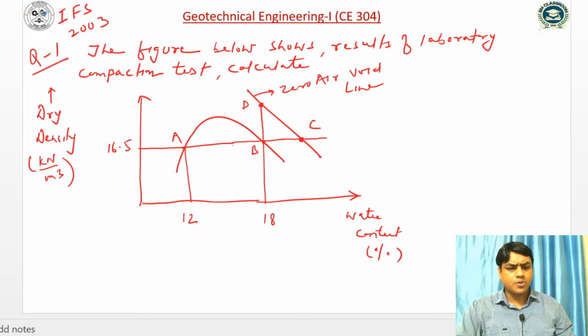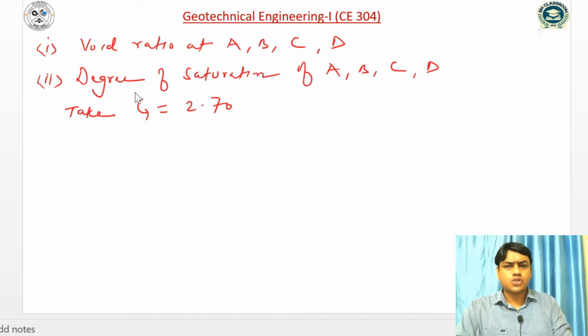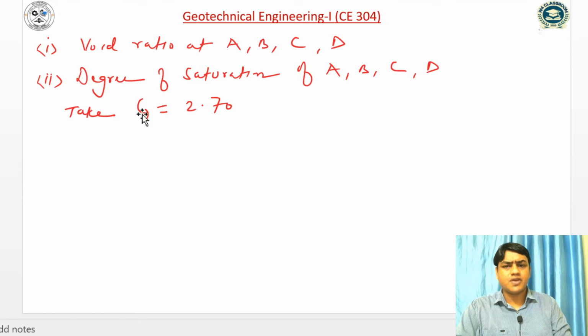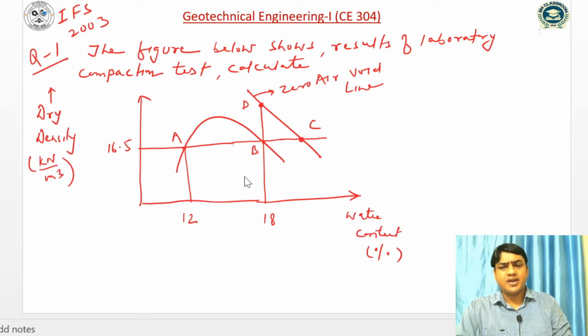So let us take a few problems based on compaction. The first question was asked in the Indian Forest Services 2003. The figure below shows the result of a laboratory compaction test. The compaction curve is given, and we have to find the void ratio at points A, B, C and D, and in the second part find the degree of saturation at points A, B, C and D.